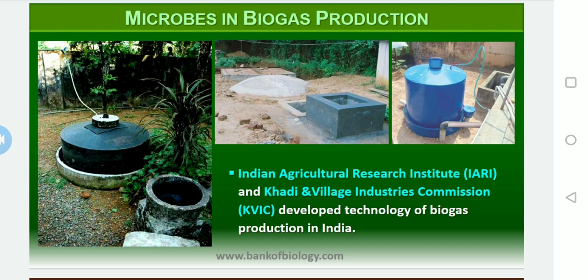So today, what are the things we discussed? In the beginning, we discussed the microbes in sewage treatment. I told you clearly, sewage is a domestic waste containing a large amount of organic matter, including human fecal matter and microbes. Before disposal into the natural habitat, the sewage should be treated in sewage treatment plants, also known as STPs, to make it less polluting.